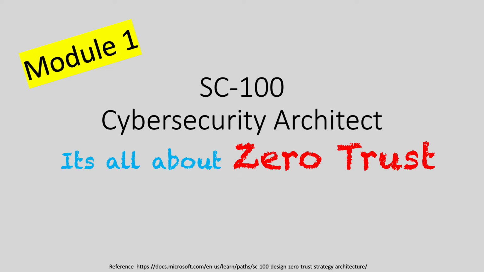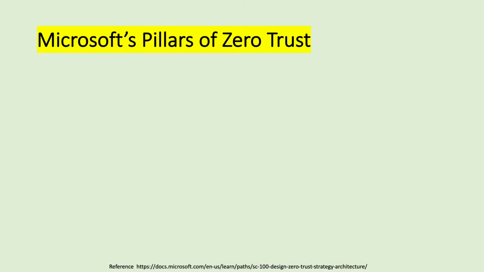In today's session, we're going to be talking about zero trust, and specifically the Microsoft SC-100 Cybersecurity Architect certification. This is a key component of the certification, so let's dive a little bit deeper. Everything for zero trust revolves around Microsoft pillars, and there are three main pillars here.